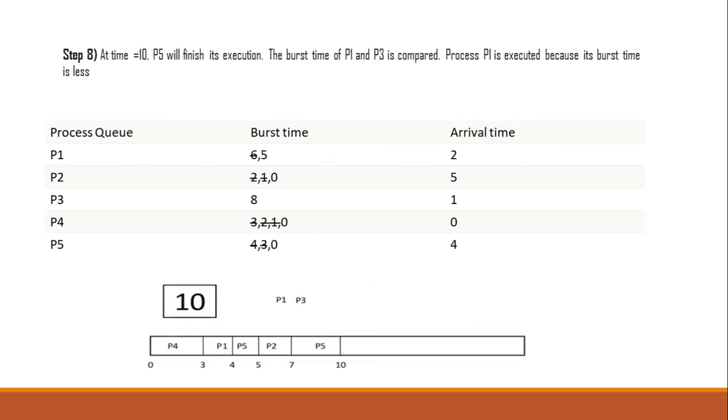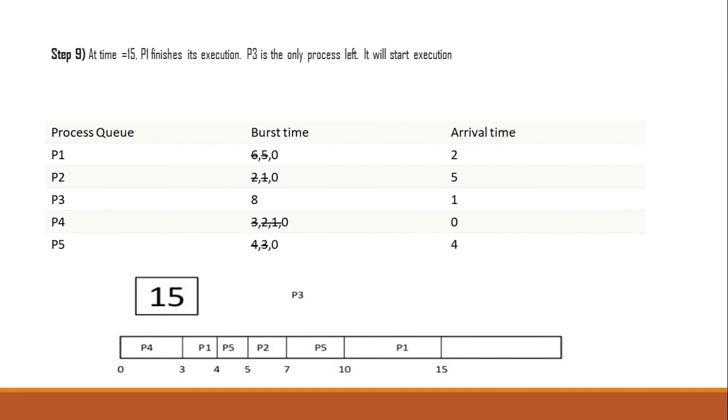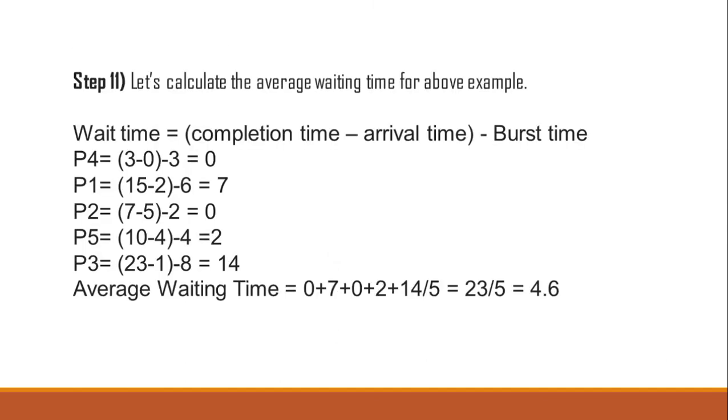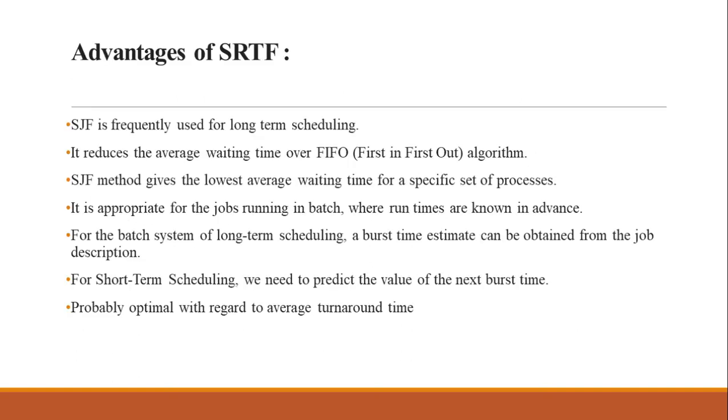Here P5 executes, then P1, then P3. The final answer is shown like this, and the total CPU runtime is 23. Now we will calculate the waiting time. The waiting time formula is TAT minus burst time, where TAT is completion time minus arrival time. After calculating the waiting times, we calculate the average waiting time, which is 4.6 for this set of processes.